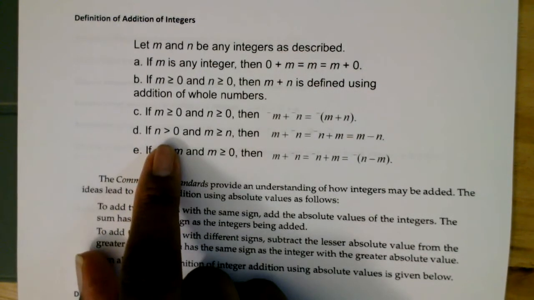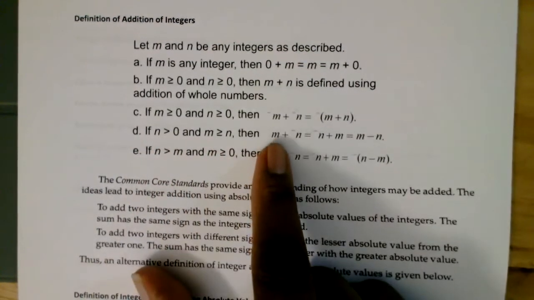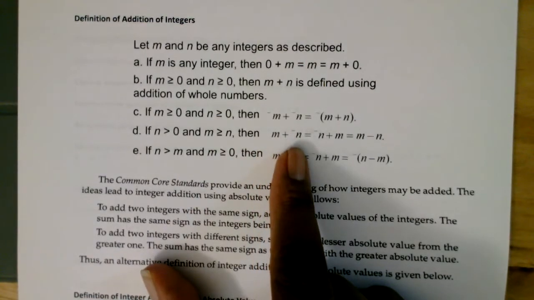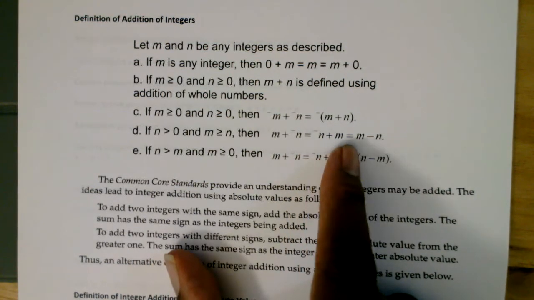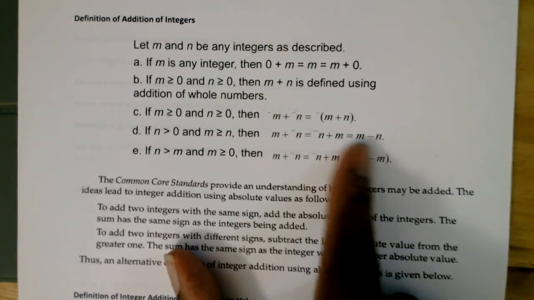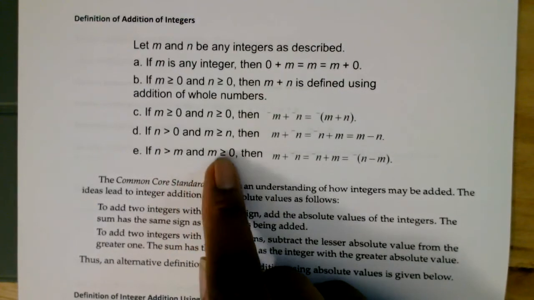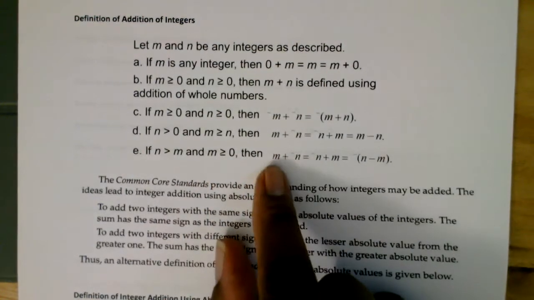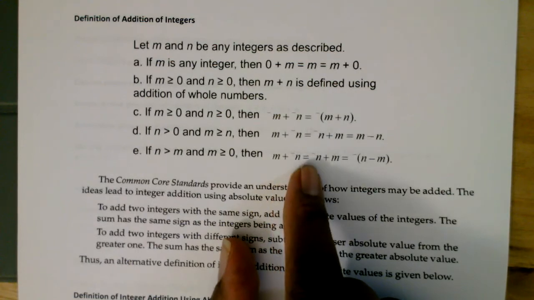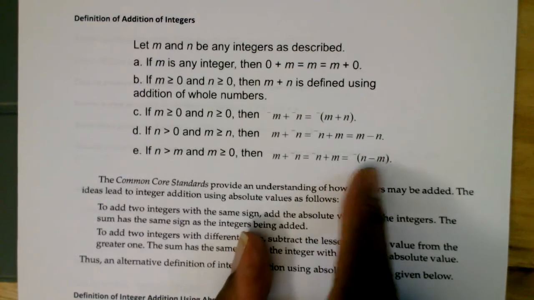Now, if n is greater than 0 and m is greater than or equal to n, then you have m plus -n, which is the same as -n plus m. That's going to equal m minus n. And finally, if n is greater than or equal to m and m is greater than or equal to 0, then m plus -n, which is the same as -n plus m, is going to be the opposite of n minus m.